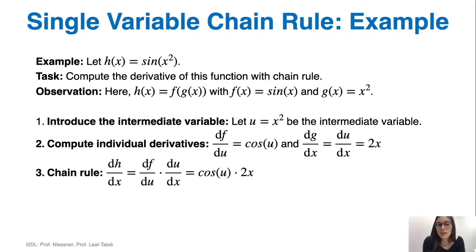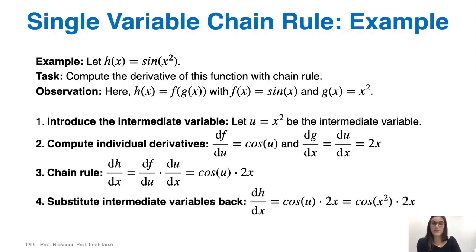And what we then have to do is we have to multiply these both derivatives. So the derivative of the function h with respect to x is now the derivative of f with respect to u times the derivative of u with respect to x. So we obtain cosine of u times 2 times x. And the fourth step now was that we want to substitute the intermediate variable back. So now we can just, instead of u, substitute our x squared. So then our derivative of h with respect to x is giving us cosine of x squared times 2x.